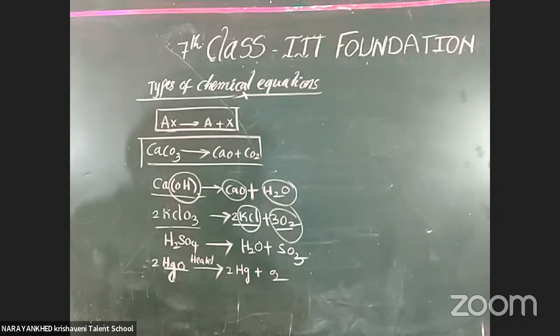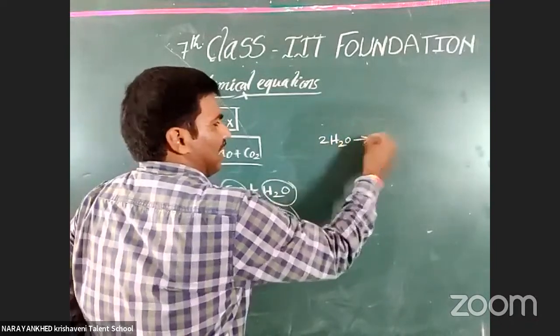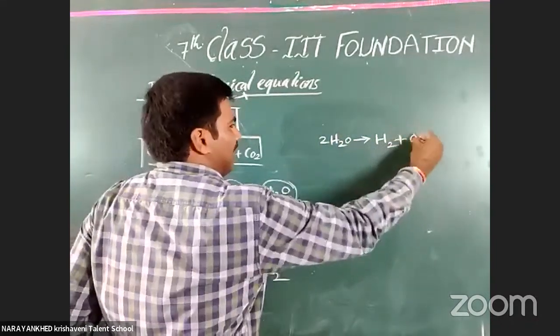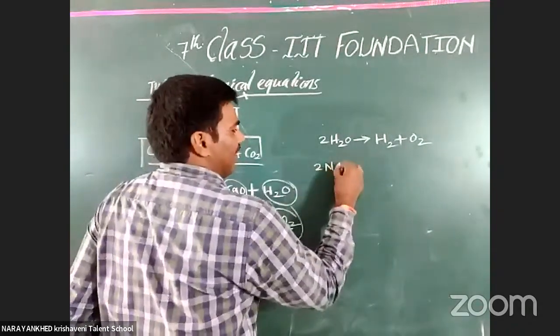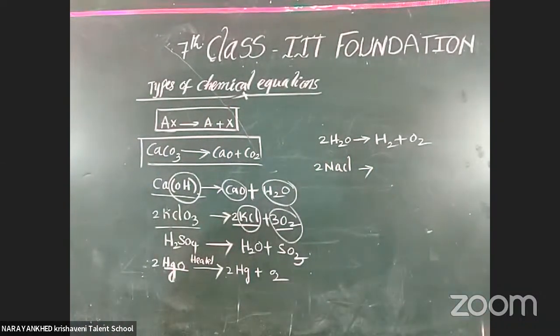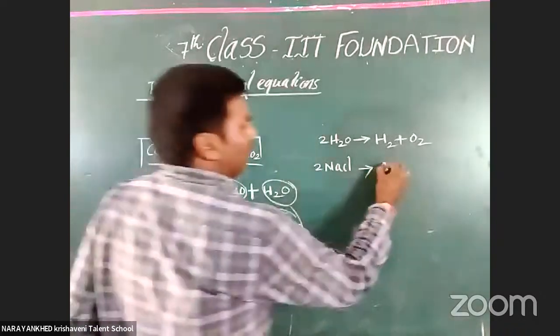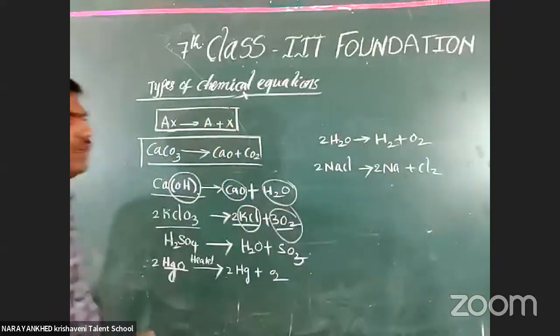Next, some decomposition reactions are produced by electricity. Yesterday we already discussed this. When you take water and carry out the electrolysis process, it divides into hydrogen and oxygen. Here electricity is used. And when we take general salt and carry out electrolysis, what do we get? Sodium and chlorine. We get sodium as well as chlorine.